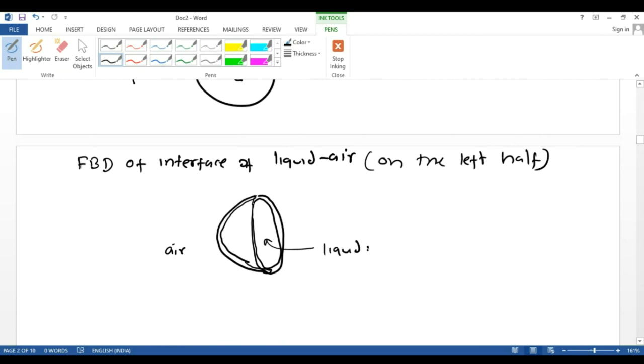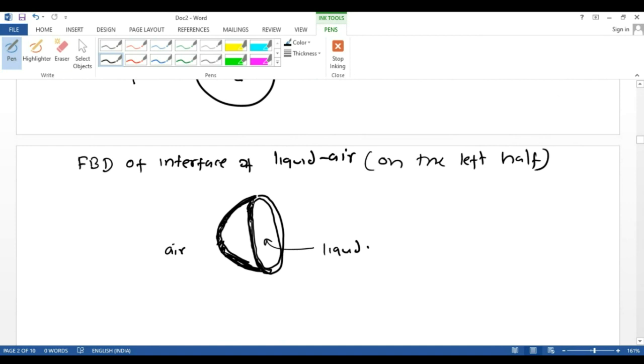So you must understand that there is only one interface. This is not a double interface. It's a single interface. And what is the thickness of this interface? As we already discussed, it is hardly 8 to 10 molecules thick, not more than that, which would hardly be a few nanometers.